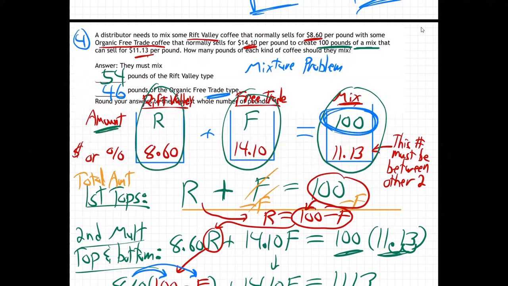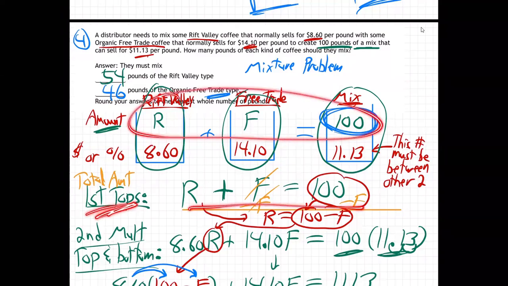So to make the 100 pounds of the mix that comes out just the right price, you get the expensive free trade coffee at $14.10 per pound, the cheap Rift Valley at $8.60 per pound. You want to mix them to make a 100-pound mix that comes out at $11.13 per pound. So when you have 2 letters, you need 2 equations. The first equation is top, top, top: R plus F is 100. That's just adding up the total amount of coffee.